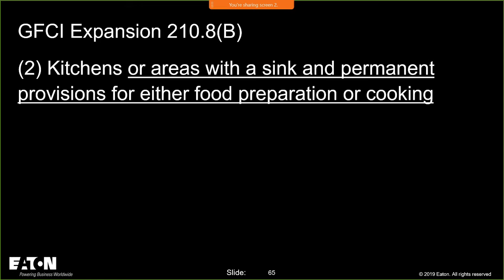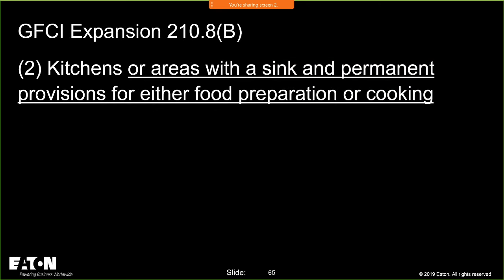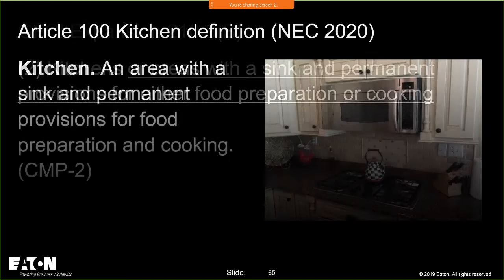You have to understand that what we said here is kitchens or areas with a sink and permanent provisions for either food preparation or cooking. I looked at this and had to scratch my head a couple of times. I remember working on the language, but I was doing a presentation at an electrical inspectors event, and I'm looking at that definition and it looks awfully close to Article 100, because the definition of a kitchen is an area with a sink and permanent provisions for food preparation and cooking. And I'm like, well, that looks the same. It looks like I'm saying kitchens or kitchens, right?